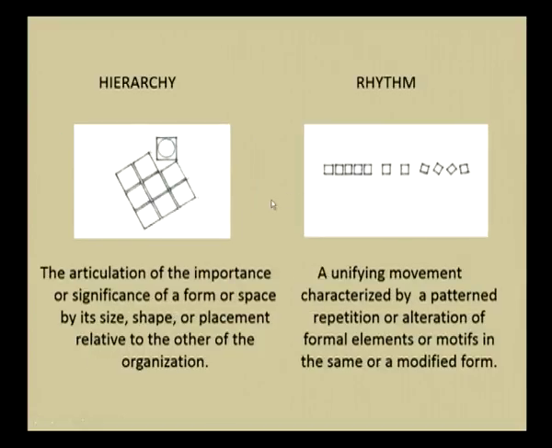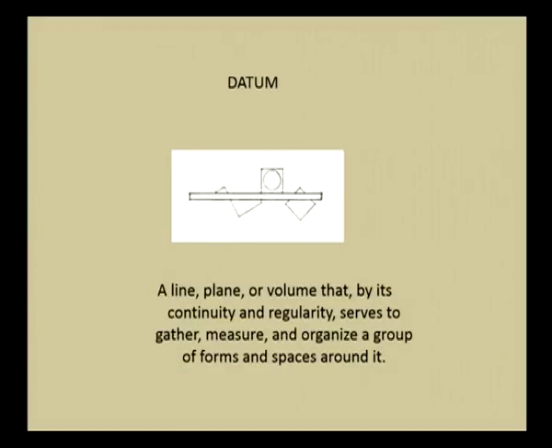Hierarchy. Hierarchy is the articulation of the importance or significance of a form or space by its size or shape, or just the placement relative to the others in the organization. Rhythm. Rhythm is a unifying movement characterized by a patterned repetition or alteration of formal elements or motif in the same or a modified form. Datum. Datum is a line or a plane or a volume that by its continuity and regularity serves to gather, measure and organize a group of forms and spaces around it.